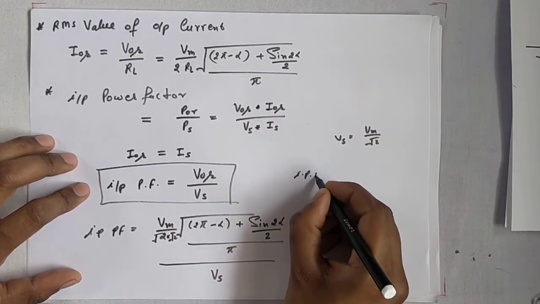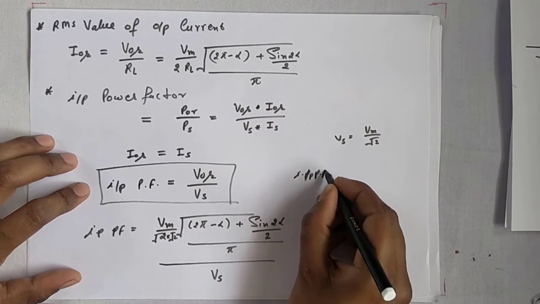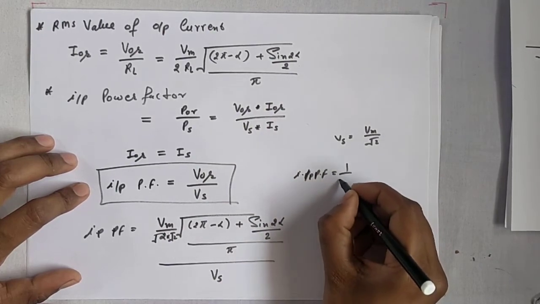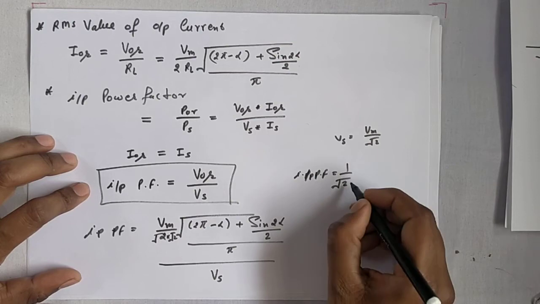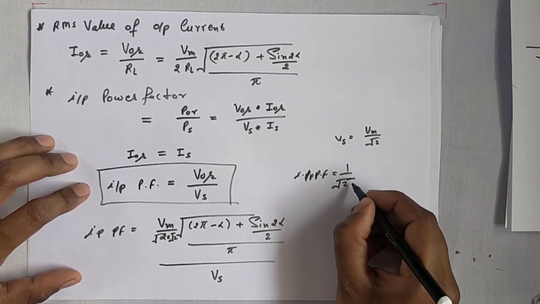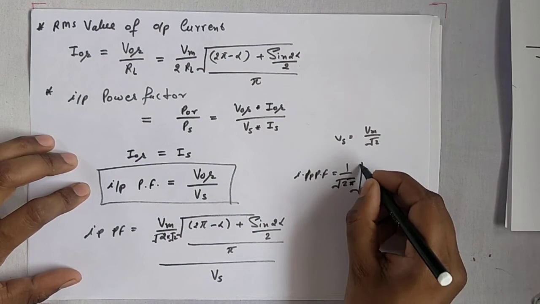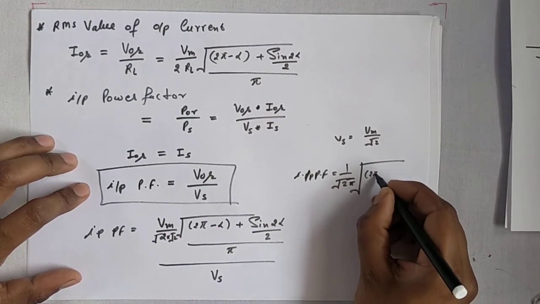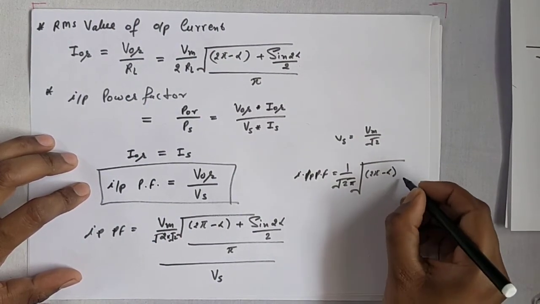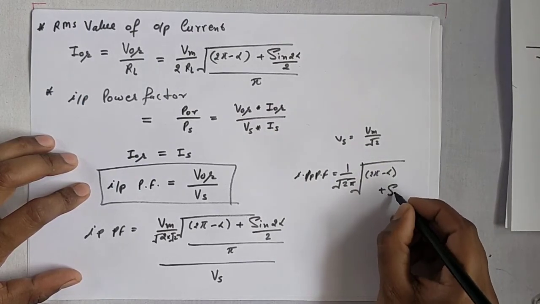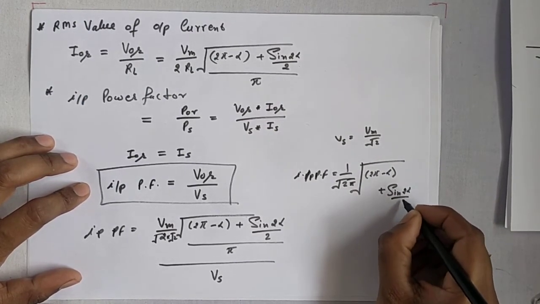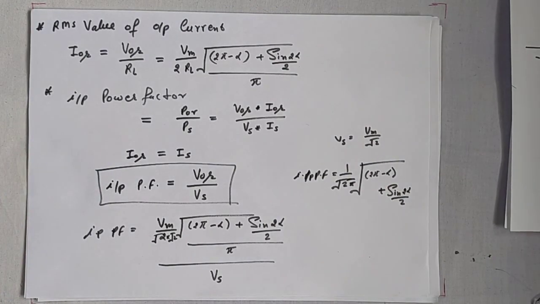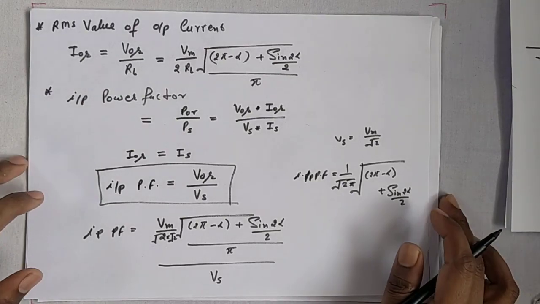So the final equation will be input power factor equals 1 upon root 2, or you can take 2 pi also, root of (2 pi minus alpha plus sine 2 alpha divided by 2). So this is the input power factor of single phase half wave AC voltage controller. Thank you.